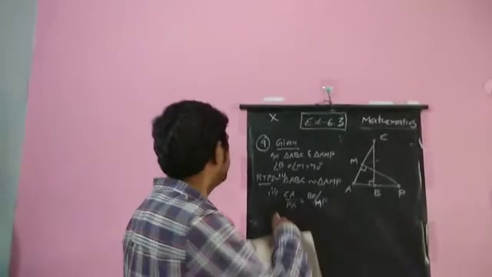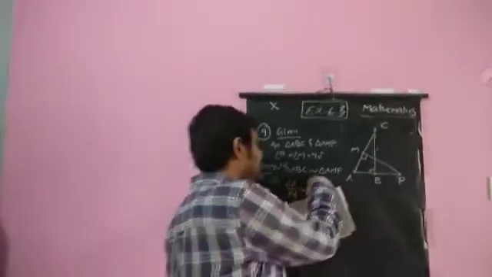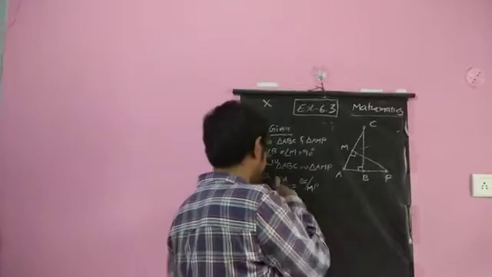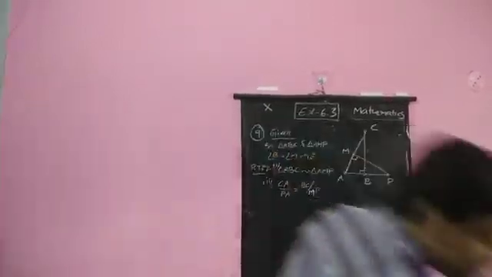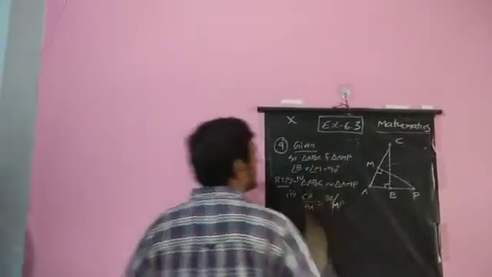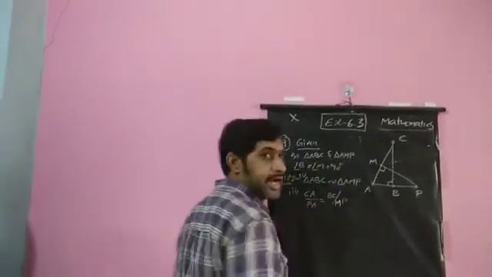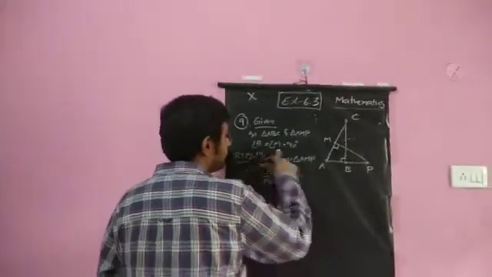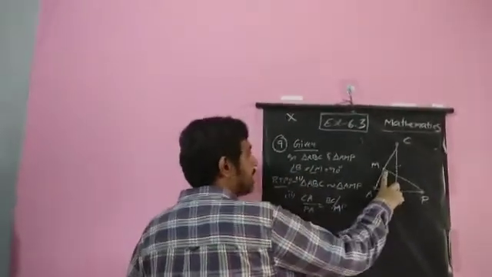We need to prove that triangle ABC is similar to triangle AMP, whereas the second part is that we need to prove that CA by PA equals BC by MP. To see the question clearly, triangle ABC and triangle AMP are right triangles, right angled at B and M. So at B it is 90 degrees, at M also it is 90 degrees. It is given itself in the question.